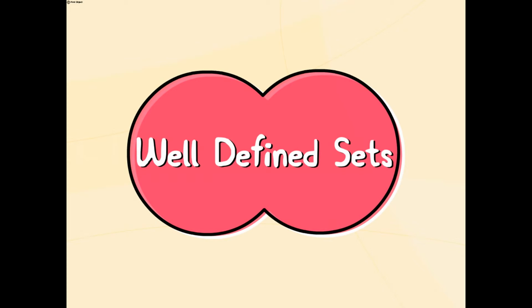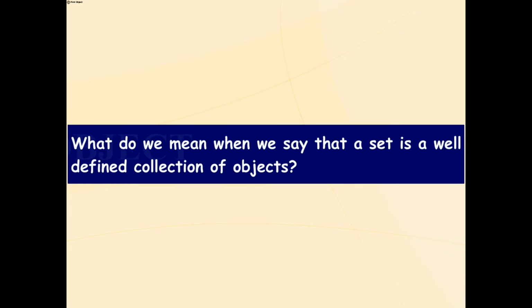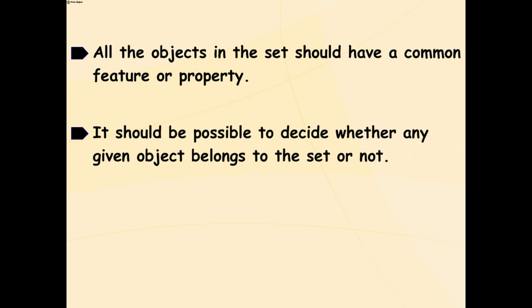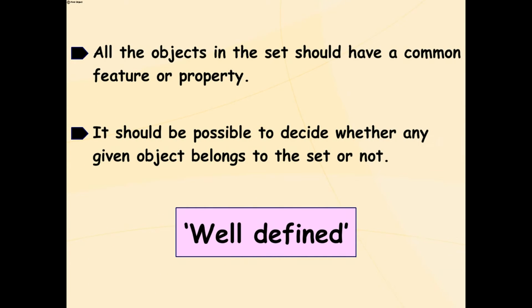Well-defined sets. What do you mean when we say that a set is a well-defined collection of objects? Well-defined means that all the objects in the set should have a common feature or property, and it should be possible to decide whether any given object belongs to the set or not. Let us understand well-defined through some examples.